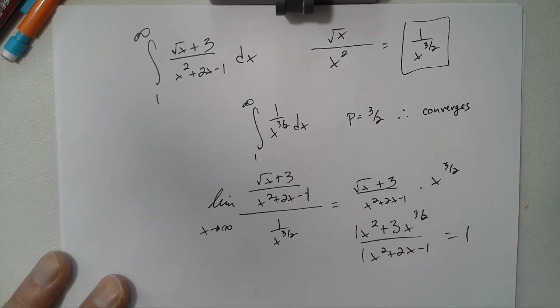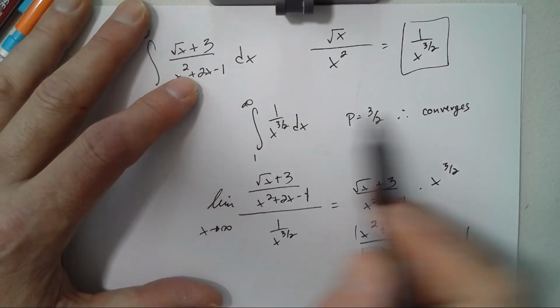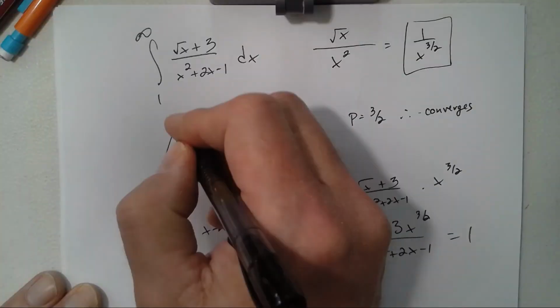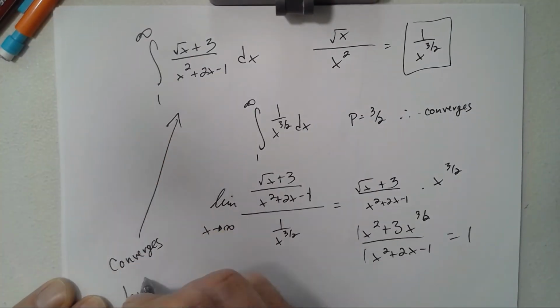So they behave the same because you do get a limit, a finite number. And since we know that this integral converges, the original converges through the limit comparison test.